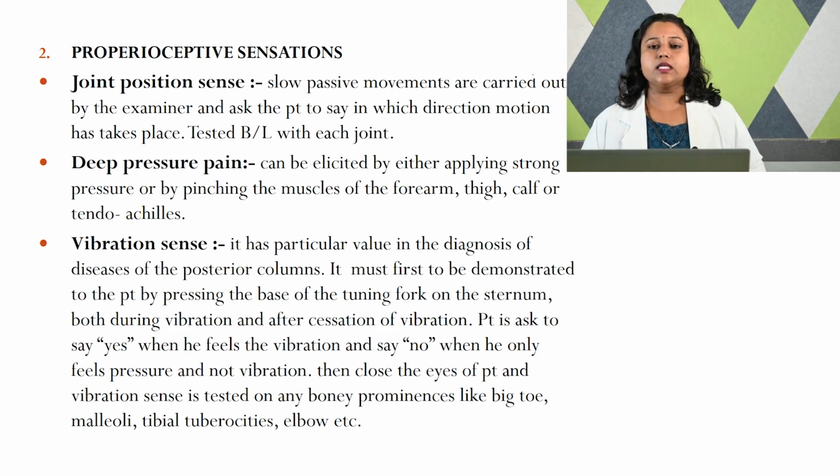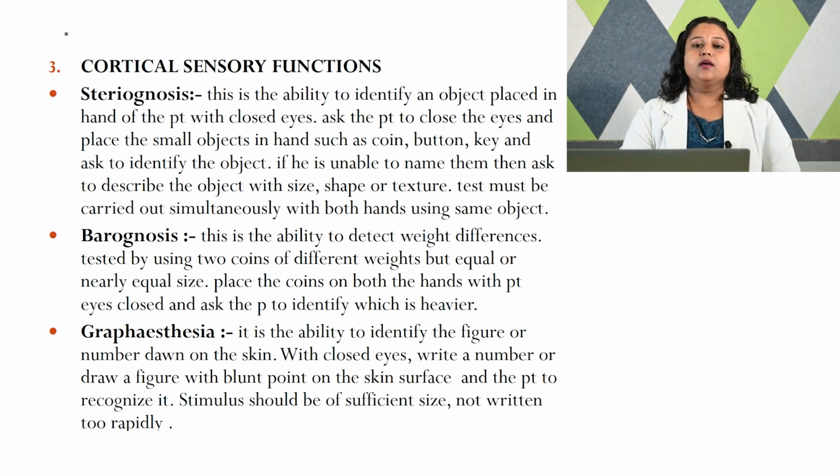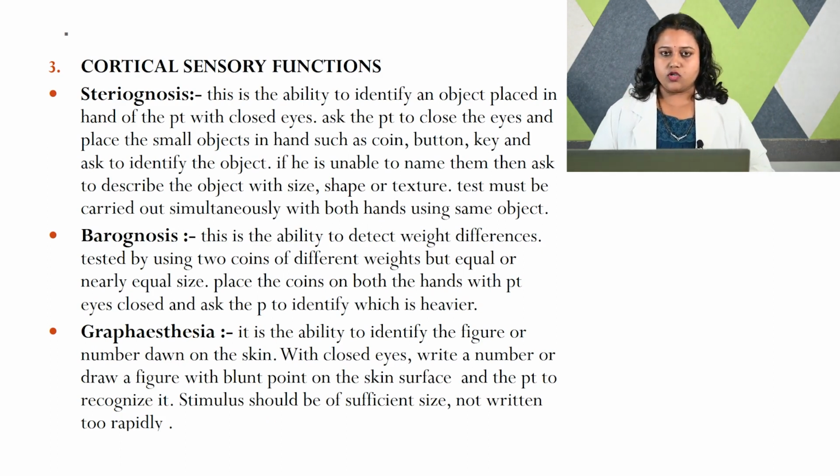Now perform the test with closed eyes. Take a tuning fork, bang it and keep it on any bony prominences of the joints. In this way we carry out the vibration sense examination. These are all the proprioceptive examinations.